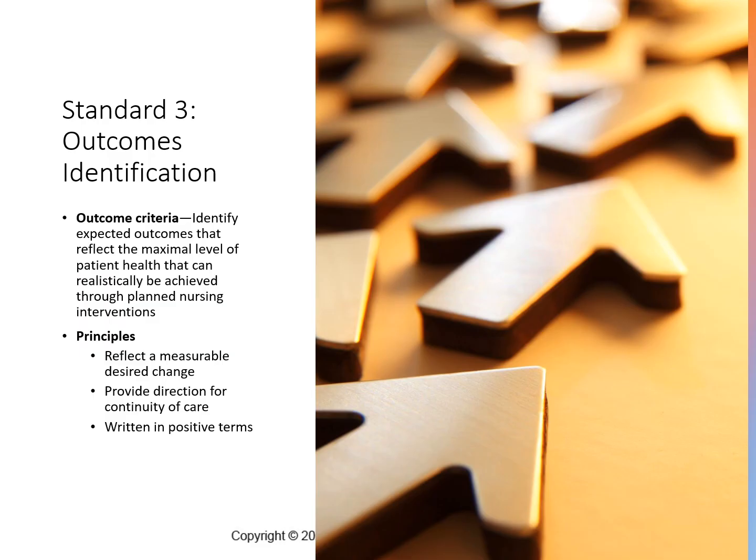And then also Standard 3 talks about outcomes identification, outcome criteria. This is where you're going to identify the expected outcome. What do you expect of the client, that reflects the maximum level of competency, or a maximum level of patient care. Again, what's realistic. For instance, if you've got a client who only ambulates 20 feet, you wouldn't expect him to ambulate 40 feet. So again, what's realistic for that client?